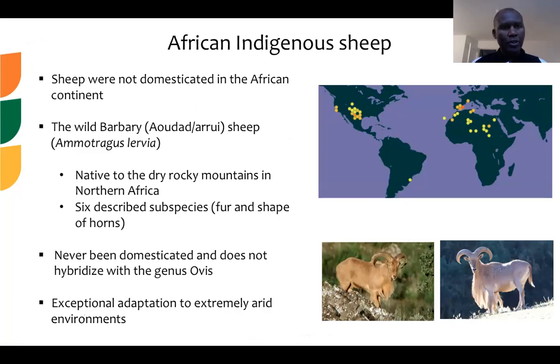However, on the continent, there is one wild caprid species that is known as the aoudad, that is native to the dry Rocky Mountains in Northern Africa. The aoudad has been introduced in Europe as well as in the Americas. An interesting fact is that the aoudad has never been domesticated and it does not cross-hybridize with the domestic variant.